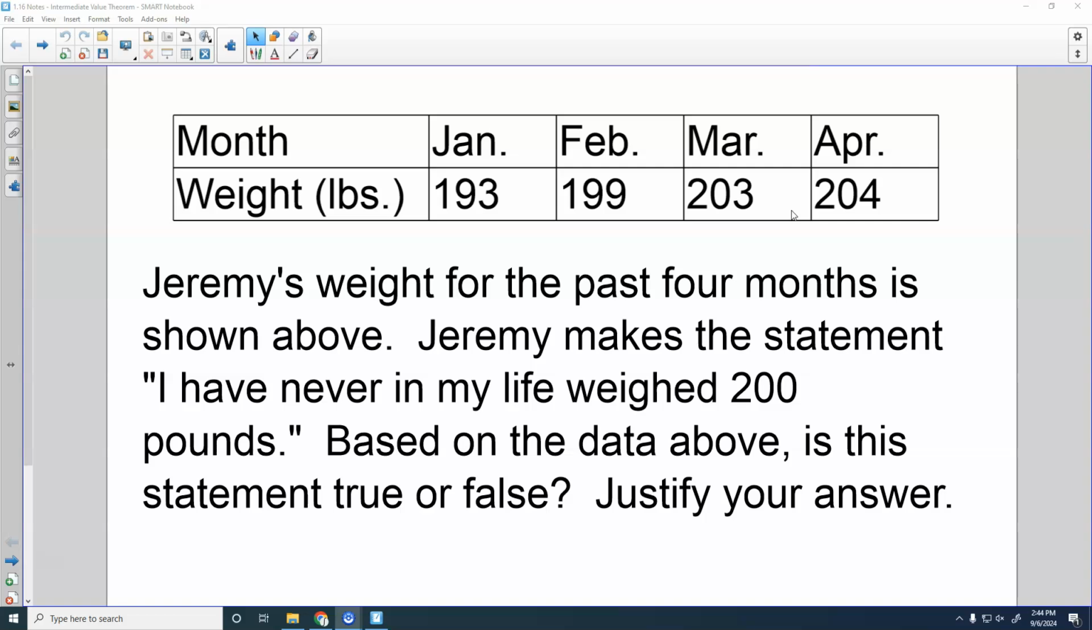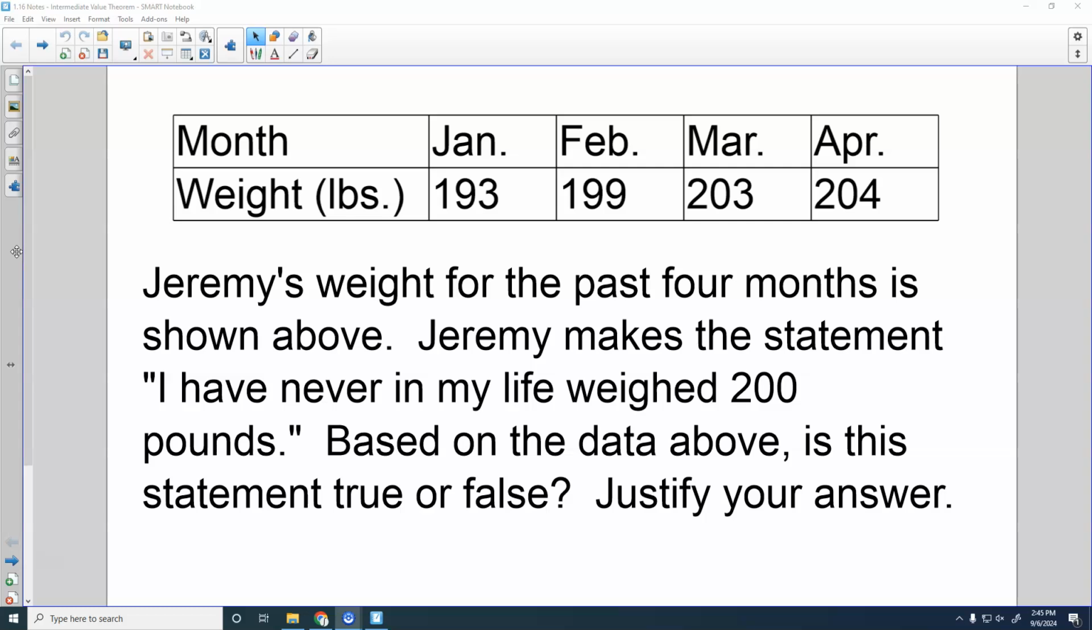You didn't go from 199 up to 203 without passing the 200 mark, right? So with the assumption that weight is continuous, he definitely weighed 200 pounds, probably sometime between February and March. He had to have weighed 200 pounds in between these two right here. That is pretty common sense, and you all immediately said, yes, of course he weighed 200 pounds. To go from 199 to 203, he had to weigh 200 pounds.